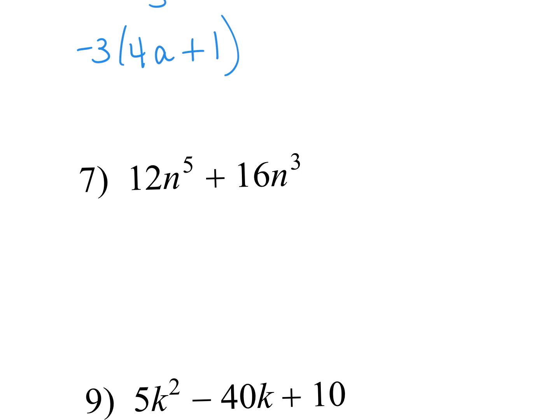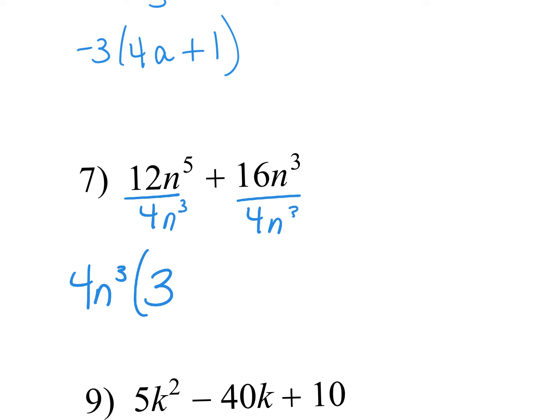Okay, scoot on over here. Is there a number that goes into both 12 and 16? 4. Good. And do they have any letters in common that I can take out? I can take out n cubed. Good. I can take out 3 of them because they both have at least 3. So remember, whatever you divide out goes out in front. We don't just let it disappear. It's still there. So I have 12 divided by 4 gives me 3. 5 minus 3 gives me n squared. Plus, what's 16 divided by 4? 4. And then my n cubes cancel out. Good.